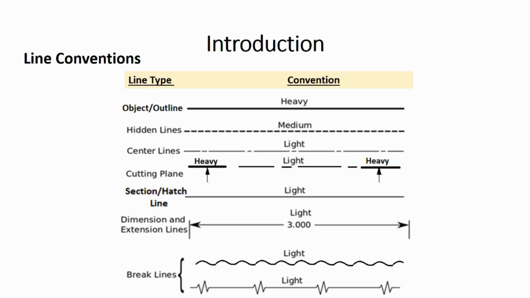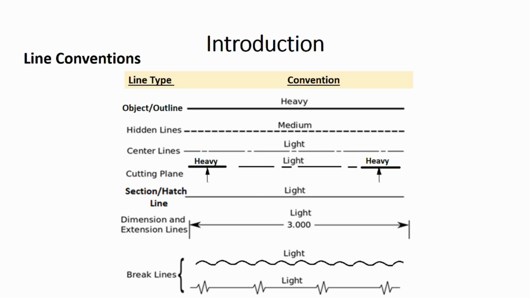Section plane or cutting plane line. These are light, alternately long and short dashed lines with heavy ends that are introduced to exhibit a cutting plane. Usually, both the heavy ends are supported by arrows, pointing in the direction of the lines of sight of the observer. Section or hatch lines. These are thin continuous lines in a pattern used to indicate surfaces resulting from cutting, where the pattern is determined by the material being cut or sectioned.